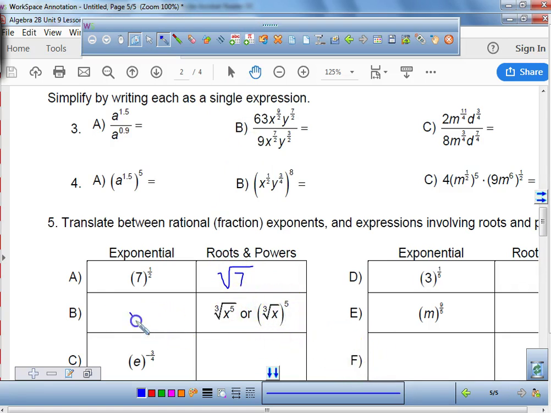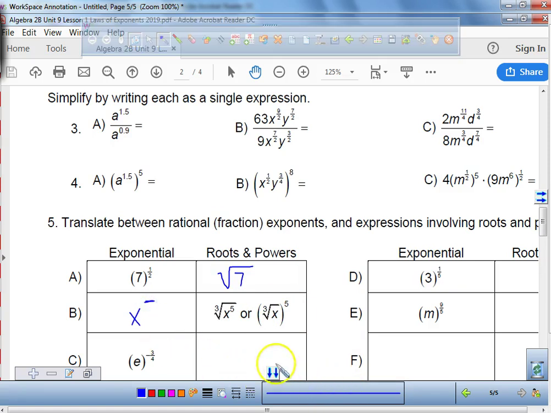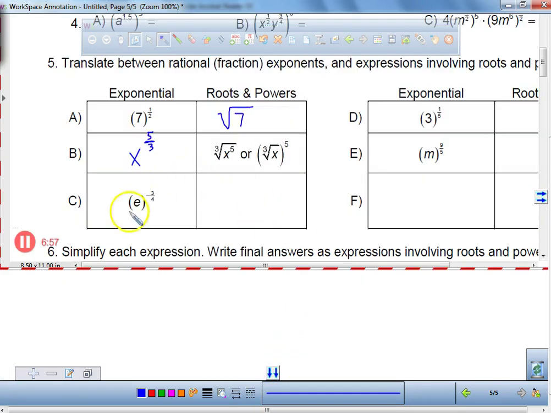So this right here, we have to put this as a rational exponent. We've got to put it as a fraction. Okay? What number do you think is going to go on top? 5. And the number that's at the bottom? 3. You're done. And then this one actually means 1 over e to the power of 3 fourths.